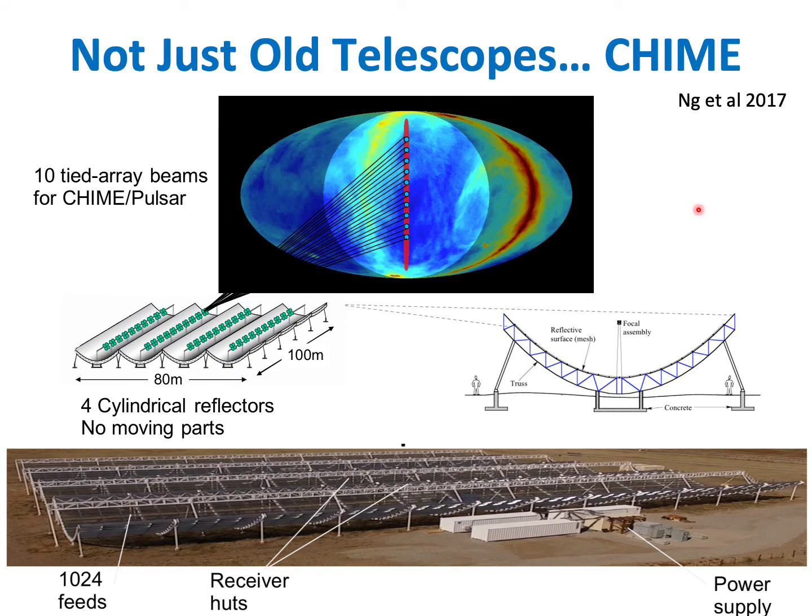But it's not just old telescopes that use this sort of cylindrical design, as we saw from the Ooty telescope. There's also CHIME, which is a fairly new telescope. So this is the Canadian Hydrogen Intensity Mapping Experiment. H1 is neutral hydrogen, if you don't know that. So CHIME, what it is, it's four sections of cylinders lined up with receivers above them. The little green blobs are the receivers.